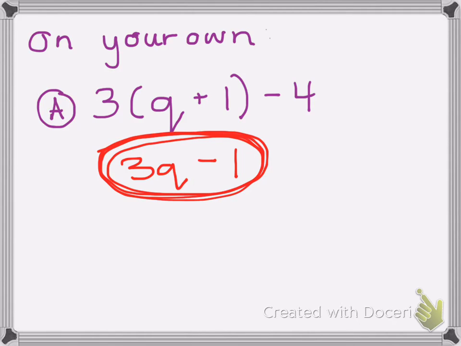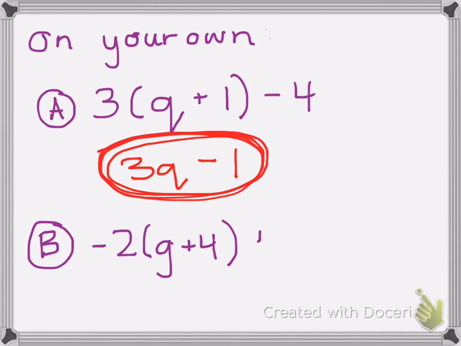Are you ready? I'm going to give you on your own B. Erase your whiteboards and get ready for this one. We have negative 2 times (g plus 4) plus 7g. Give it a shot.